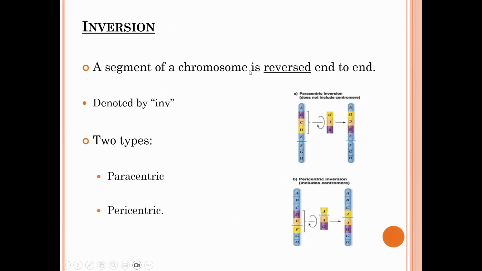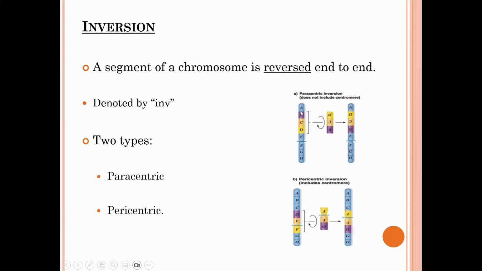Inversion. Here a segment of chromosome is reversed end to end and it is denoted by INV. You can see here is the centromere. The sequence is like A, B, C, D. This B, C, D is getting inverted, so now it is D, C and B. This inversion can be of two types: either paracentric or pericentric.